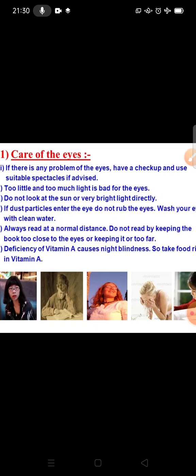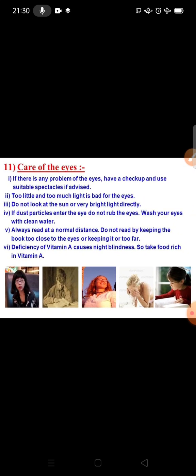Next, do not look at the sun or very bright light directly. If dust particles enter the eye, do not rub the eyes and wash your eyes with clean water. Next, always read at a normal distance. Do not read by keeping the book too close to the eyes or too far.